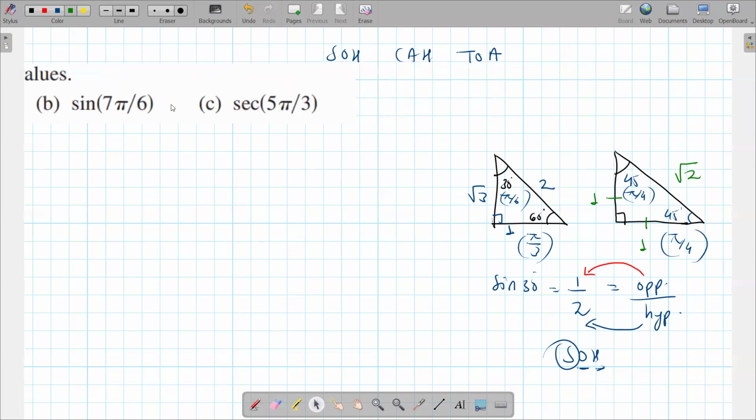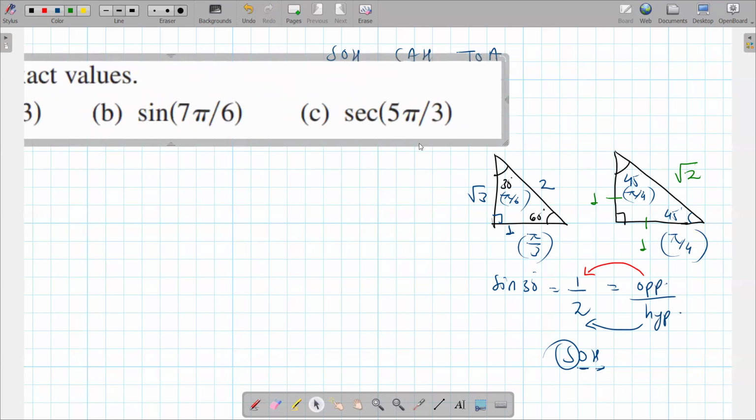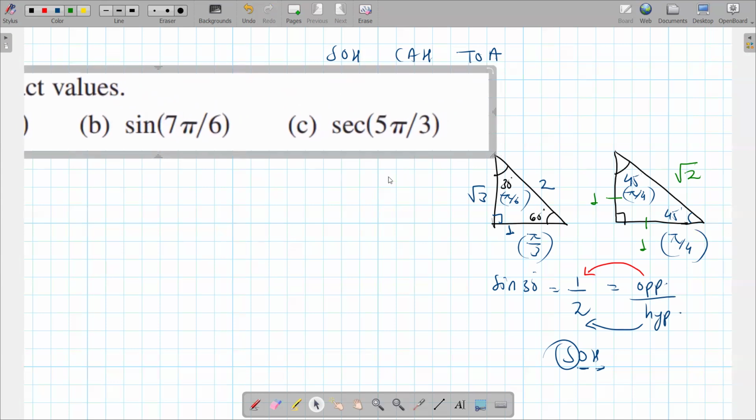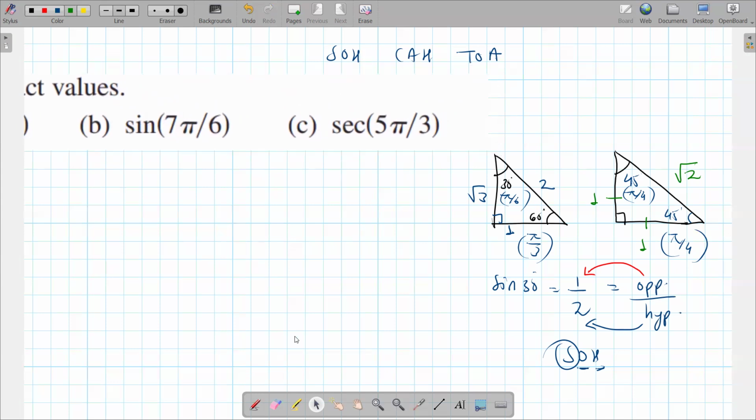Sine of 7 pi over 6. This one is slightly more difficult. Which quadrant are we in? 7 pi over 6.